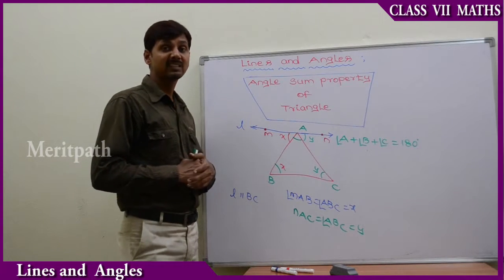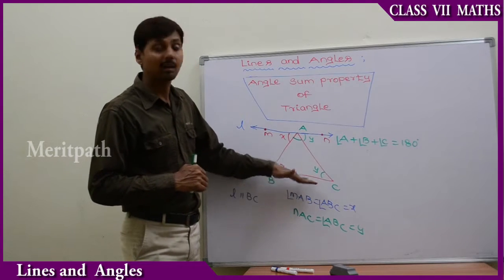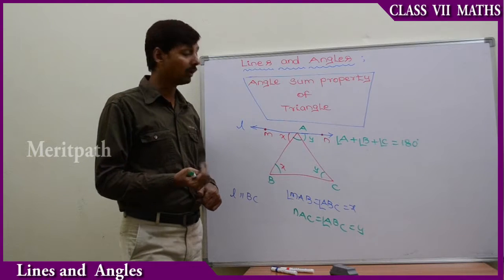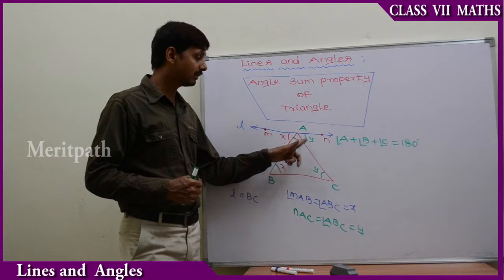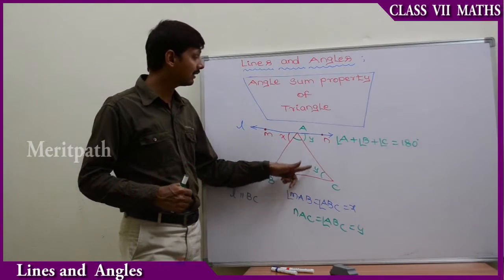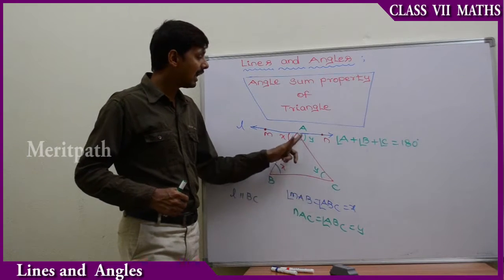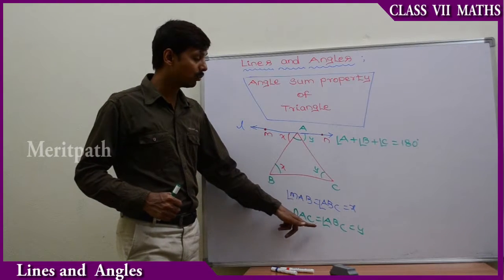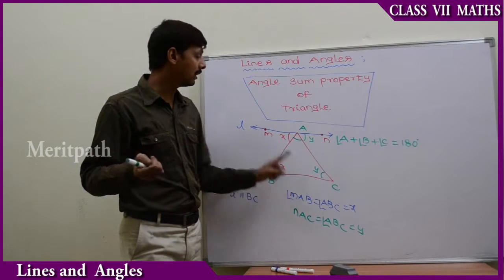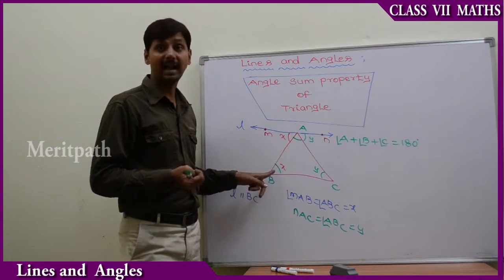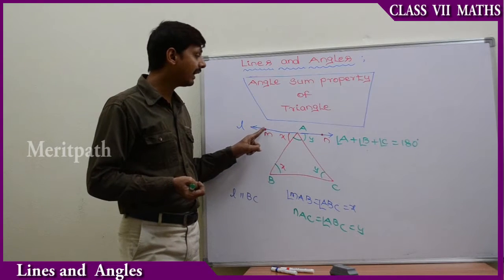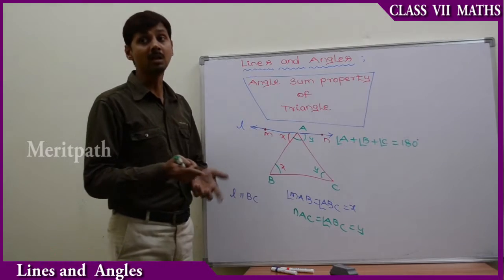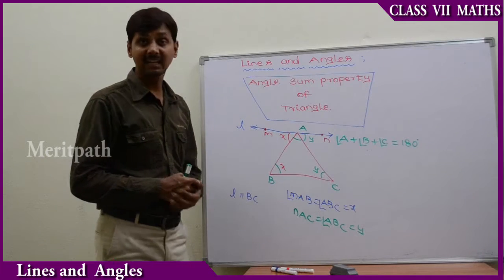Similarly, we are using the same property. These two lines are parallel to each other, so their alternate angles are equal. That's the reason these two angles are alternate angles. Angle NAC and angle ACB are alternate angles. So this is y and y. Both the angles are equal. And if we consider AB as a transversal, then angle NAB and angle ABC are equal. They are alternate angles. They are taken as x.